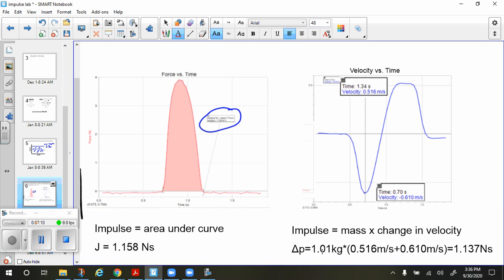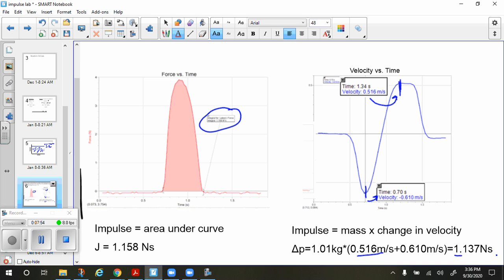The mass of my ball is 1.01 kilograms. We do final velocity minus initial velocity. My final velocity is this right here; I've used my tool and just screenshotted. The velocity right there is 0.516, so that's my initial velocity. And then my velocity right here is negative 0.610, so I'm subtracting my initial velocity, which is a negative, so I add, and then I multiply by the mass, and I get 1.137 Newton seconds.